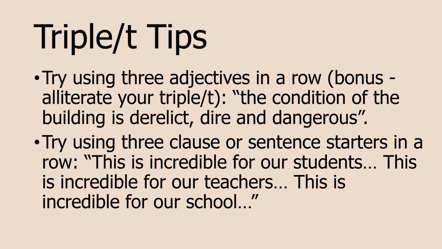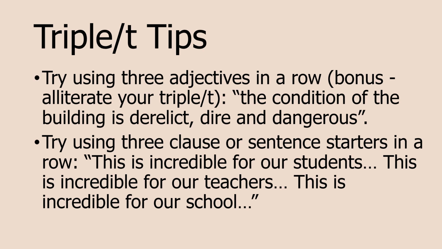I could have used different words. I could have used old, derelict, and abandoned. That would also be a triple. But what I've tried to do is alliterate my triple for extra effect. I've gone for derelict, which begins with a D, dire, that begins with a D, and dangerous, which begins with a D. So what I've done here is I've combined 2 persuasive techniques. I've got a triple and alliteration in one phrase, which makes it very powerful and very persuasive.